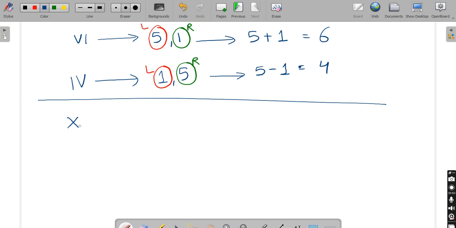Suppose I need to write XV and VX. Correct? Now let us take X, it means what? 10. Very good. And V means 5. Very good. In this condition, what will be the answer?